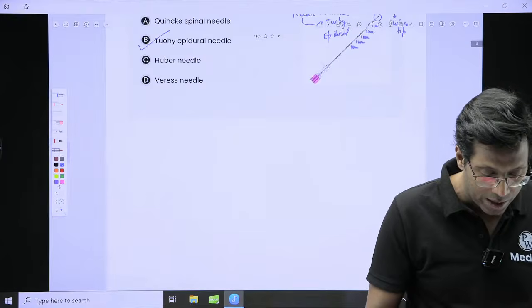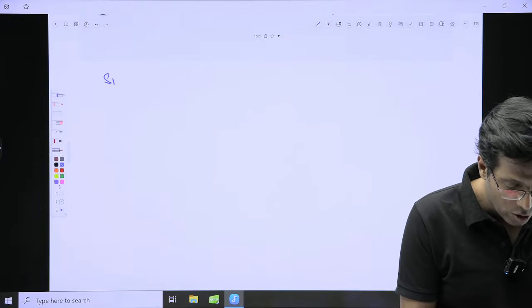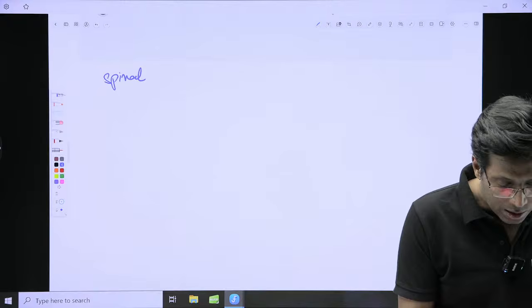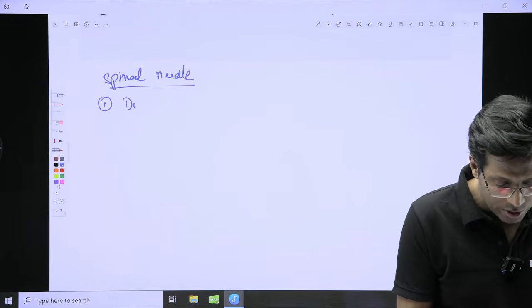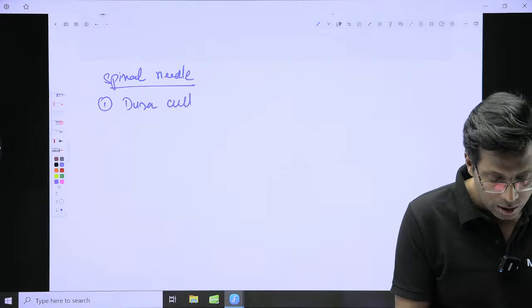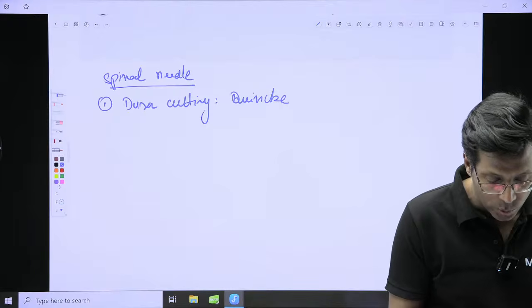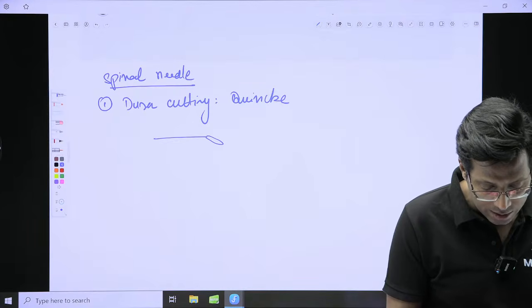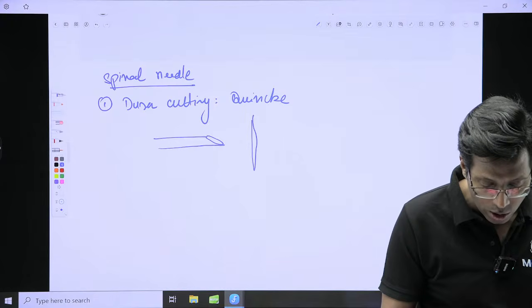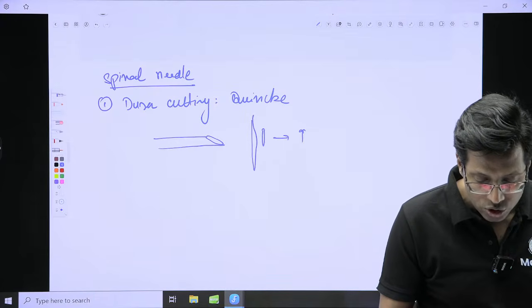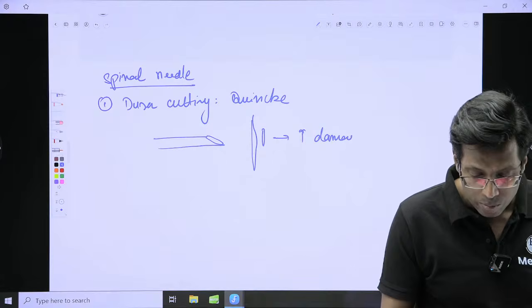When you see a spinal needle, because this has also been asked in exam, the spinal needle is basically of two types. One of them is dura cutting, and that is the Quincke. The tip of that needle is like this, right? So what it does is it gives a bigger rent in the dura, and this leads to more damage in the dura and more PDPH.